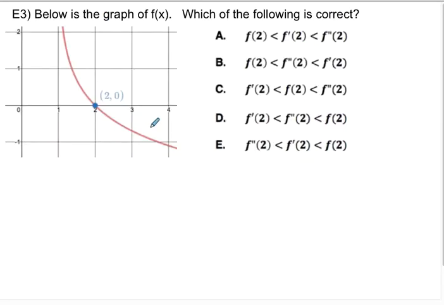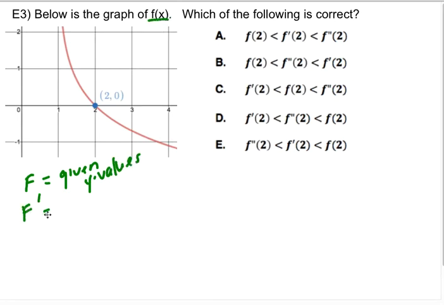All right, below is a graph of f of x. Which of the following statements is correct? Okay, so when you look at this, they're asking you about f and f prime and f double prime at the point where x is 2, okay? So keep in mind that f is going to be the given y values, right? Because this is the graph of f of x, right? It says this is the graph of f.